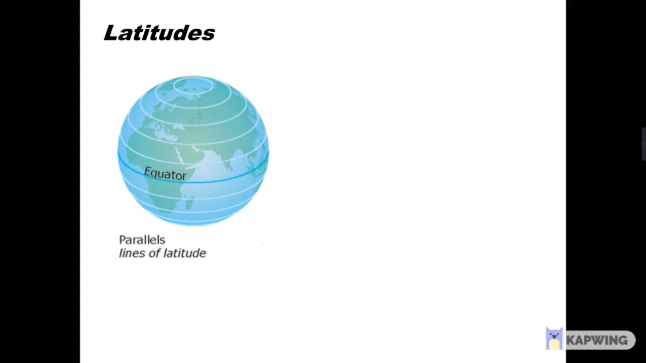That is, at the northern pole, the latitudinal value will be 90 degrees north, and at the southern pole, it will be 90 degrees south. So, in total, you'll have latitudinal lines spanning 180 degrees.